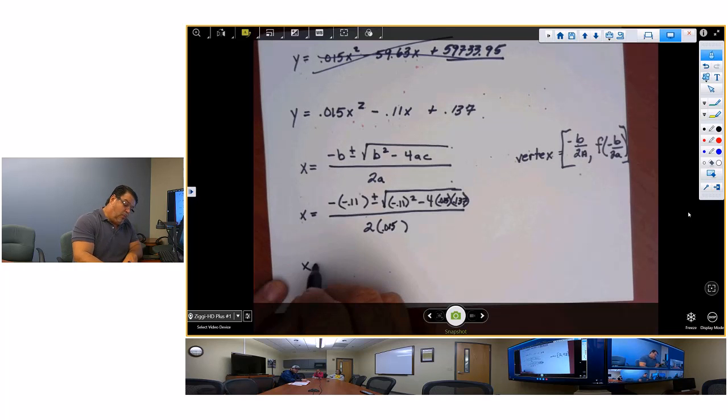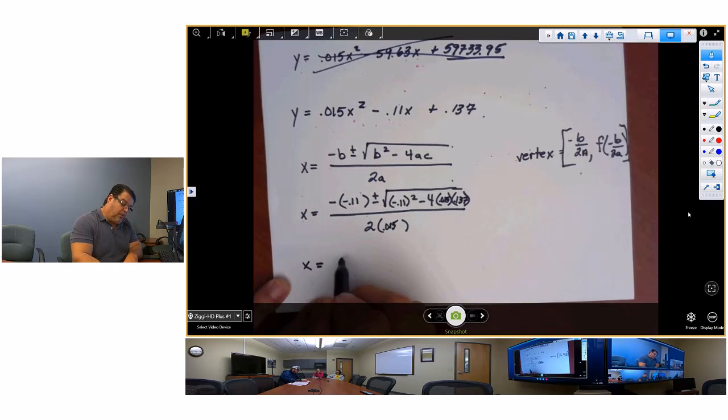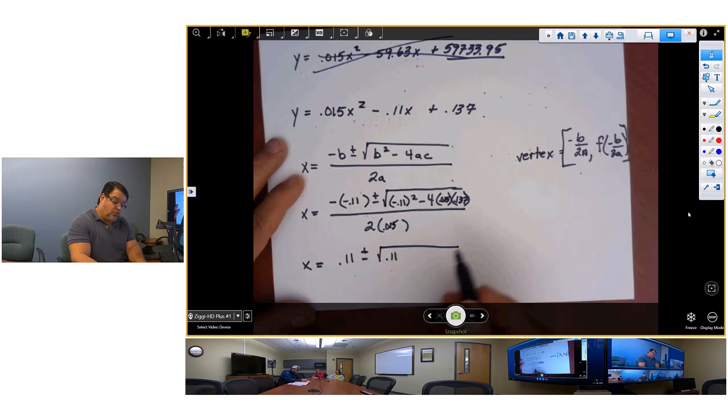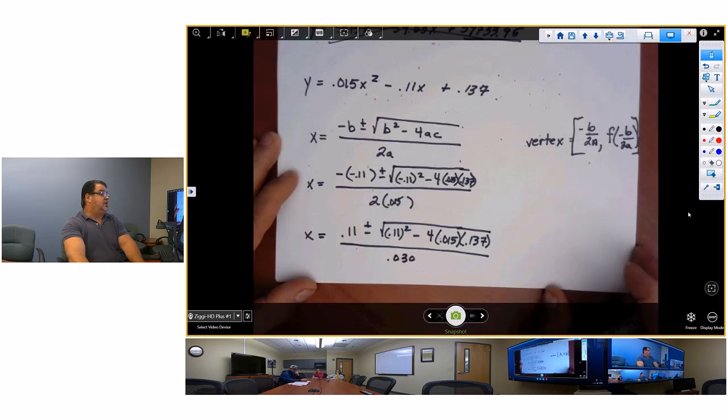X is equal to 0.11 plus or minus the square root of 0.11 squared minus 4 times 0.015 times 0.137 over, well, 2 times 0.015, that'd be 0.030, would it not? 0.030. And the only thing I did right there is clean it up a little bit.